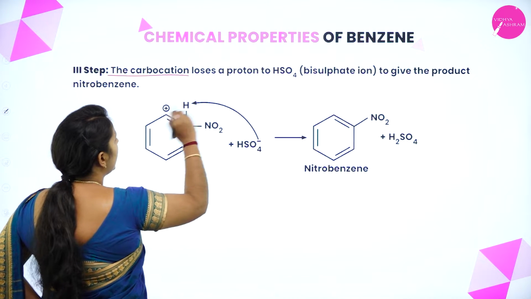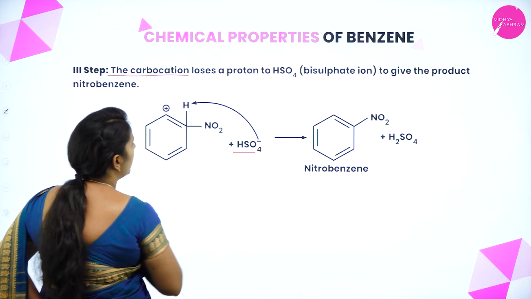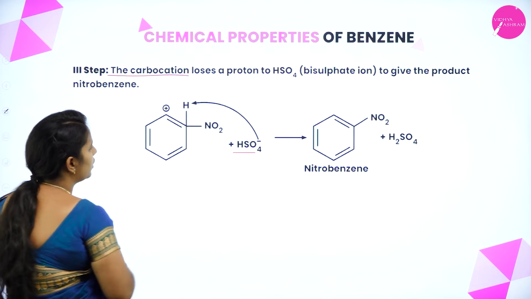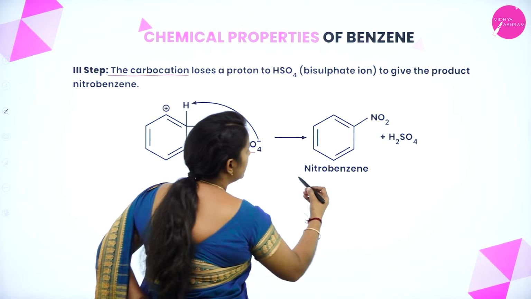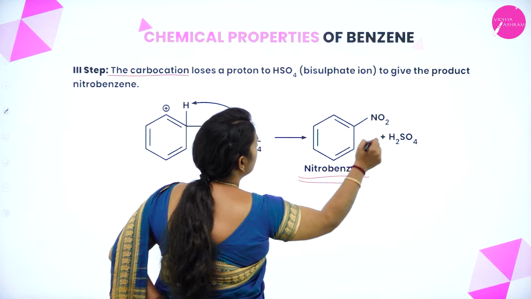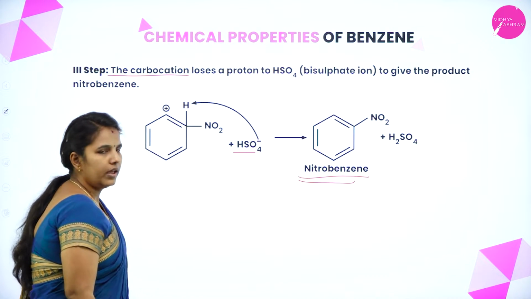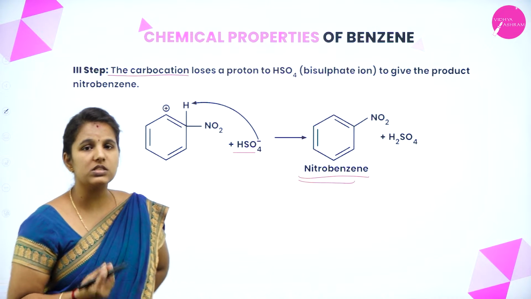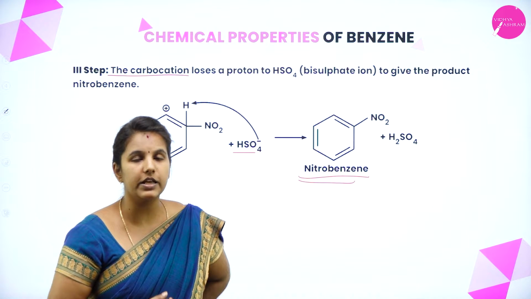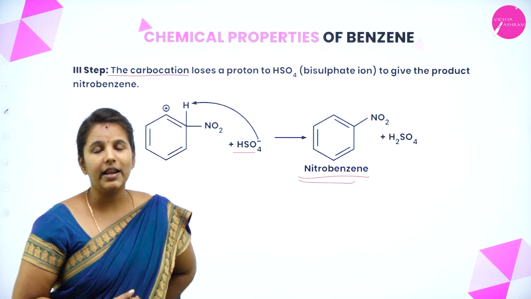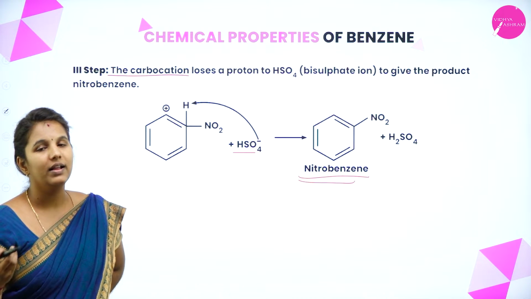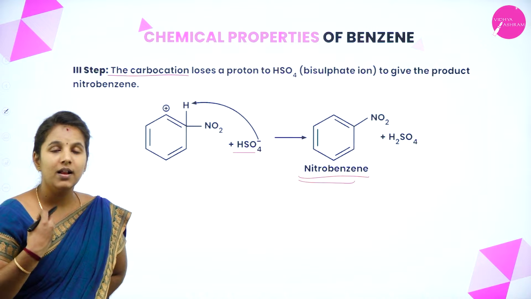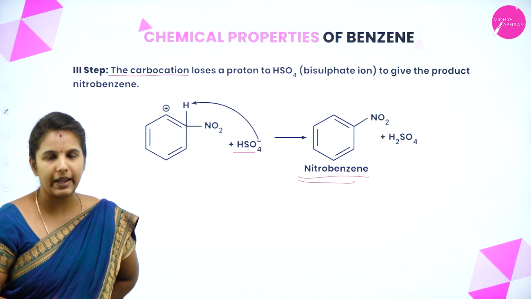So this carbocation reacts with one molecule of HSO4−, loses one of its protons, and gets substituted only with the nitro group. Hence it is known as nitrobenzene. This process of obtaining nitrobenzene from the nitrating mixture is known as what? Nitration. So I hope you understood the reaction as well as the mechanism.